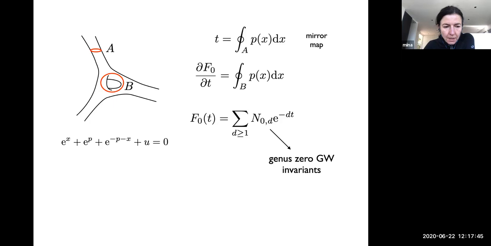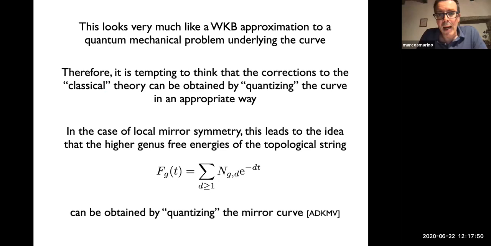And as I told you before, one of the first examples of this situation is the WKB approximation. The WKB approximation in quantum mechanics, this is what you do. You integrate the momentum around cycles in the curve defined by your Hamiltonian. And this gives you essentially the semi-classical approximation. So in all these problems, we are doing some sort of WKB approximation. I mean, calculating periods always sounds very much like a WKB approximation to some quantum problem underlying the system.